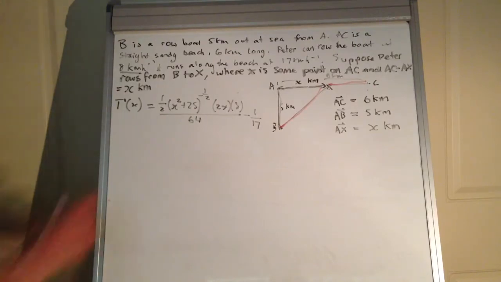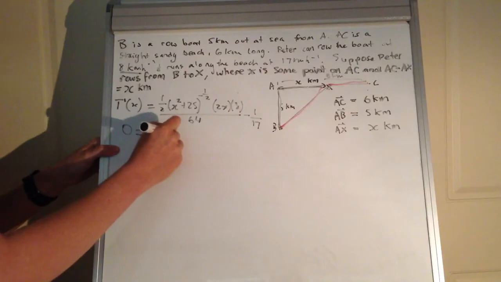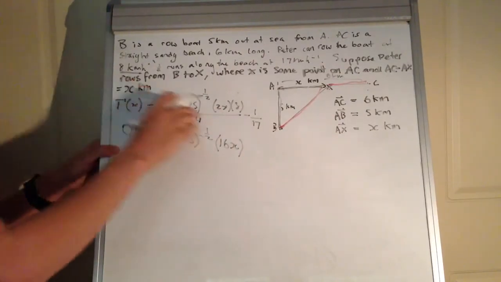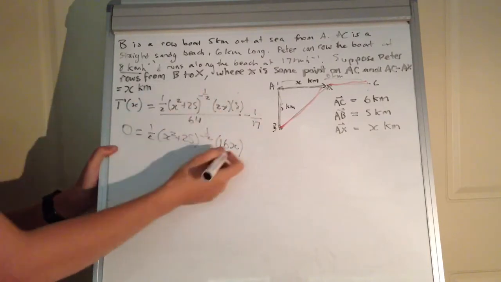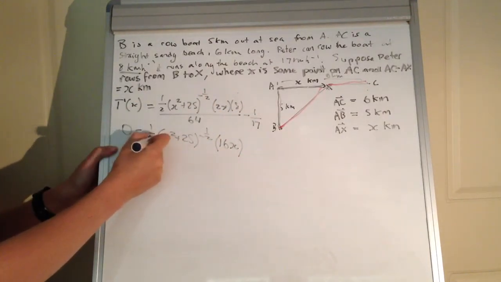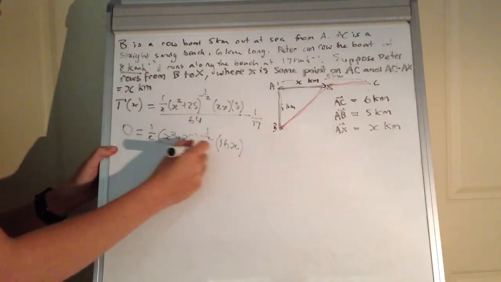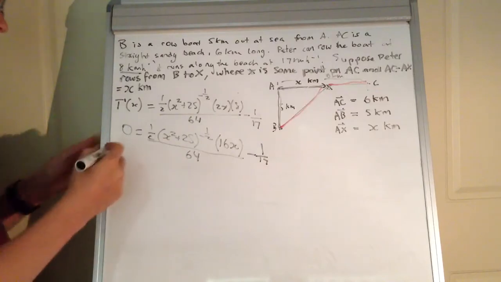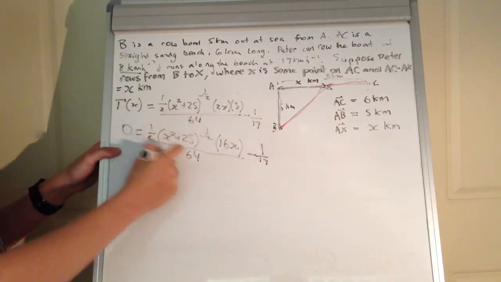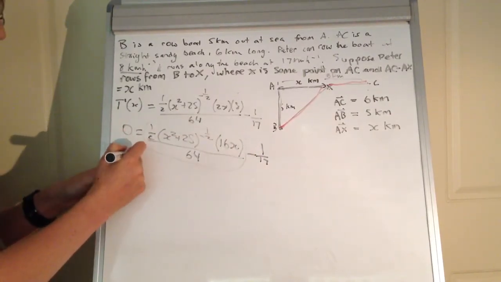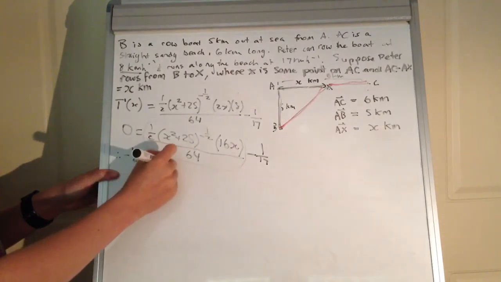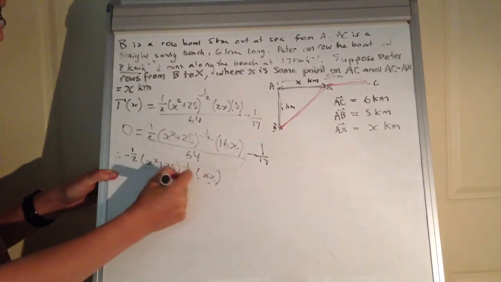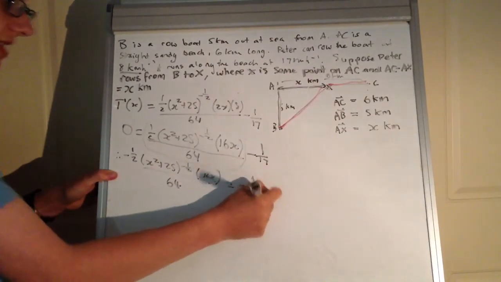Now, we set this to 0. So 0 equals half x squared plus 25 to the negative half, lots of, and I'll simplify here to 16x, because, of course, we have 8 and 2x, and again we'll simplify that down further later when we can get rid of that half, but for the moment I'll just simplify those two, and that's all over 64, and take 1 on 17. Okay, and so from that we can move this term to the left hand side, just so we can separate out the two terms. So we have negative half x squared plus 25 to the power of negative half, lots of 16x all over 64 equals negative 1 over 17.